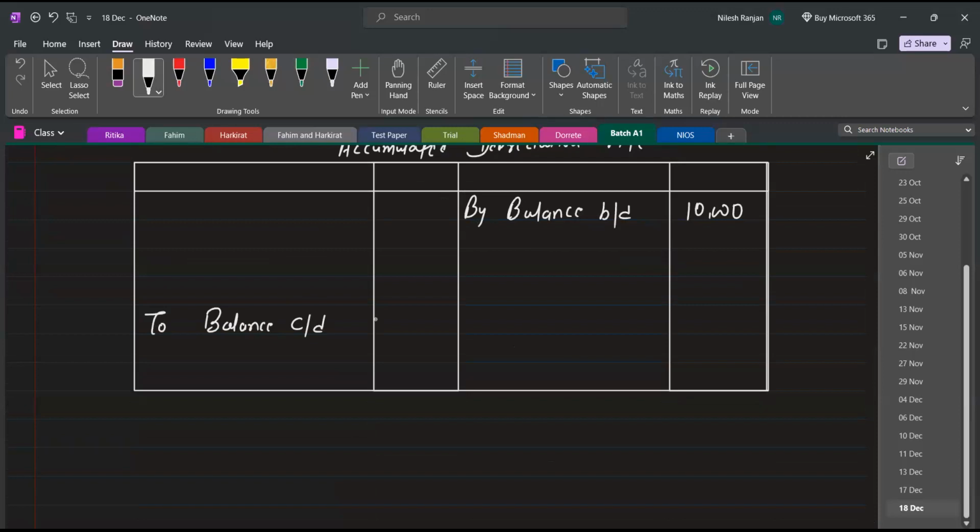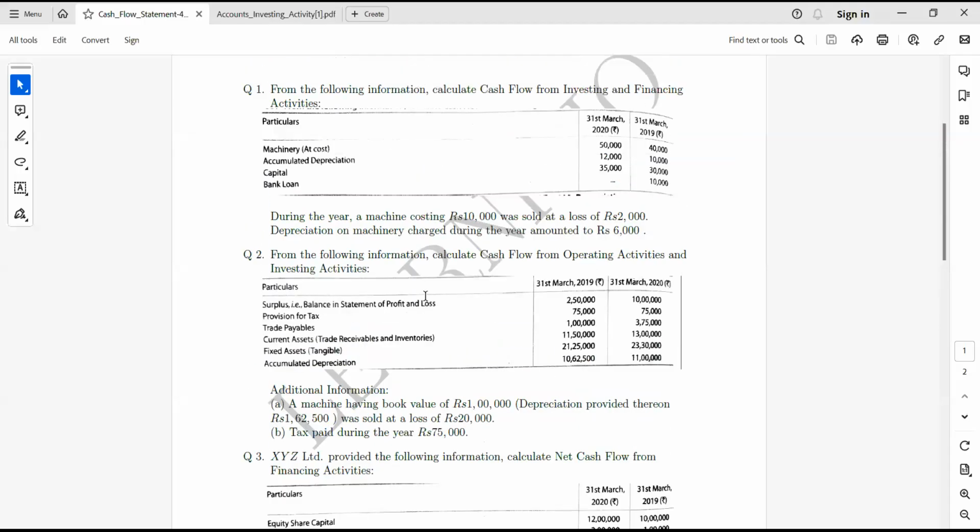Okay, Fahim, you have solved these types of questions. Can you tell me what we will do in this question now with the given information? Question number 1. Yes, the machinery account and accumulated depreciation account.